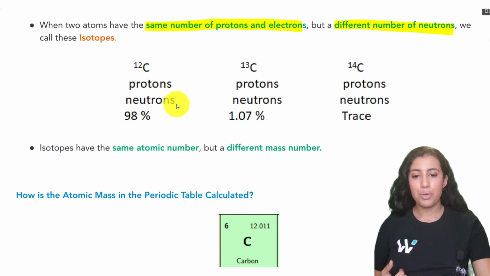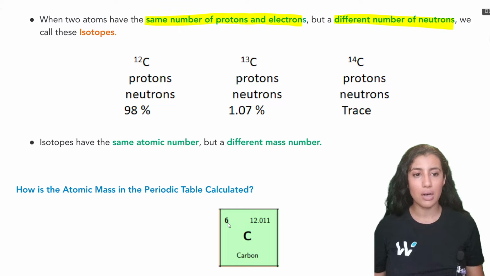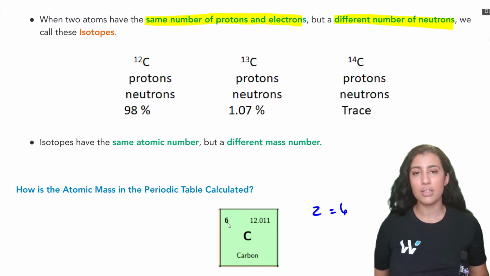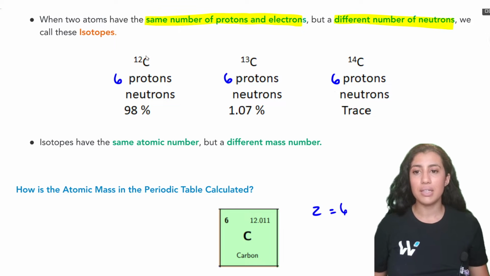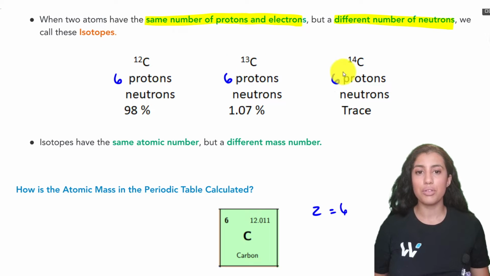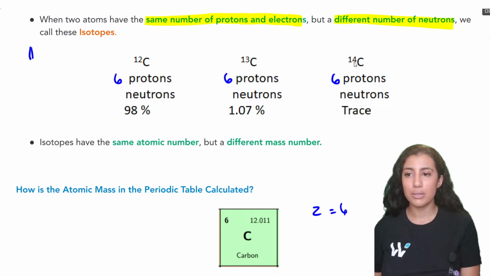So carbon will always be the sixth element in the periodic table. It will always have a Z that is equal to 6. So that tells us the number of protons. So in each of these, carbon has 6 protons. But what's different between these is the mass number. So this one has a mass of 12, this one has a mass of 13, and this one has a mass of 14. So remember, to calculate the number of neutrons, we want the atomic mass, or molar mass, minus the number of protons.